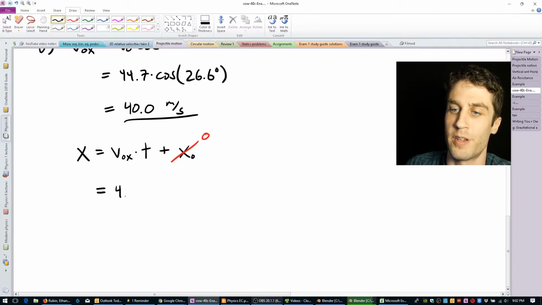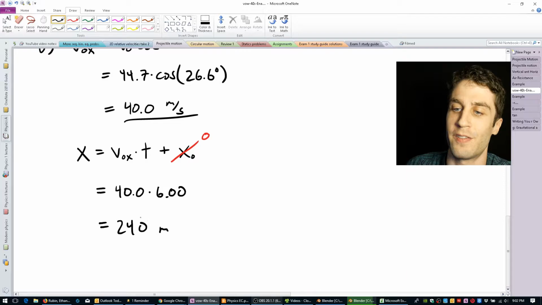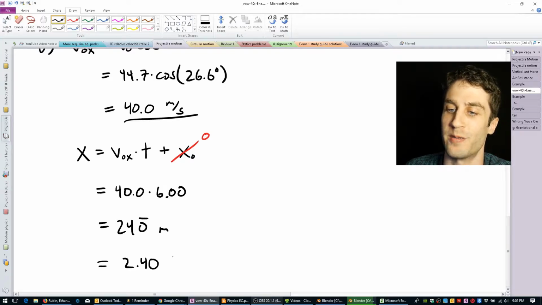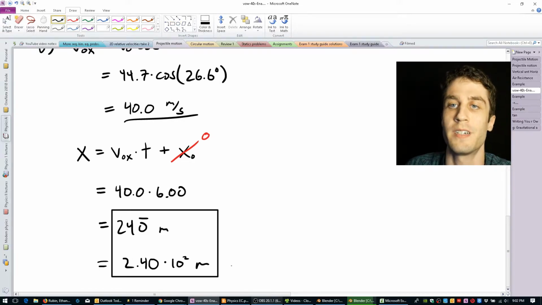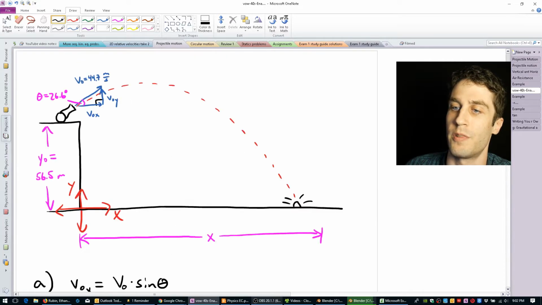Let's plug in numbers. So that's 40.0 times 6.00, 40.0 meters per second, 6.00 seconds, and what I get is 240 meters. And if you like significant figures, this 0 is significant. If you like scientific notation and you don't like putting bars over significant digits, then you can do 2.40 times 10 squared meters. Either of those is perfectly acceptable. But that's how far it ends up away from where you launched it.